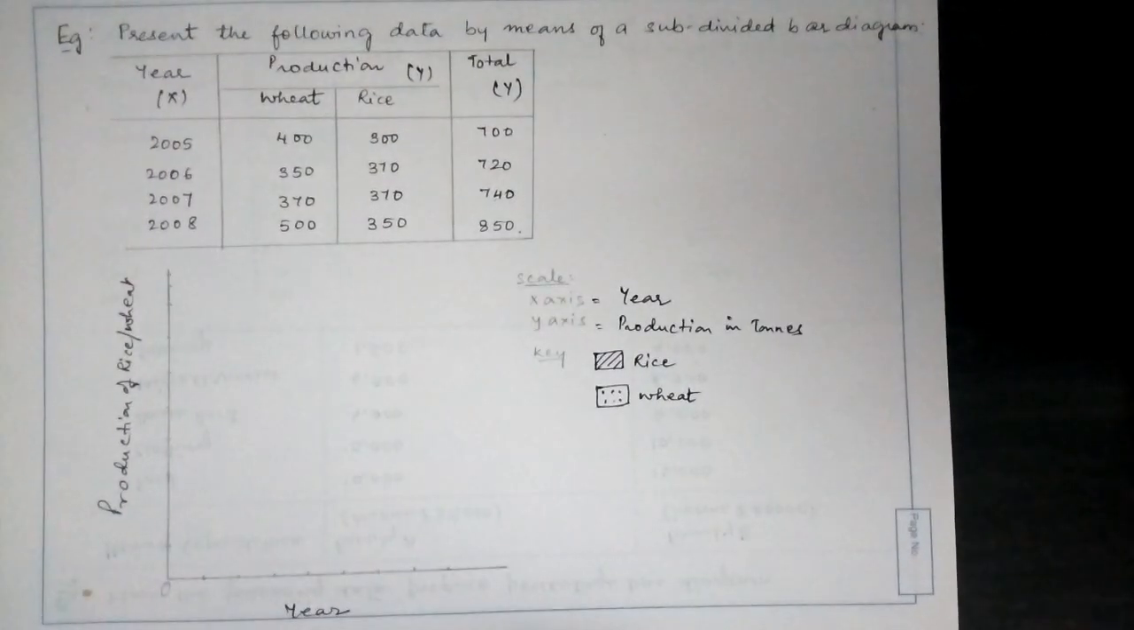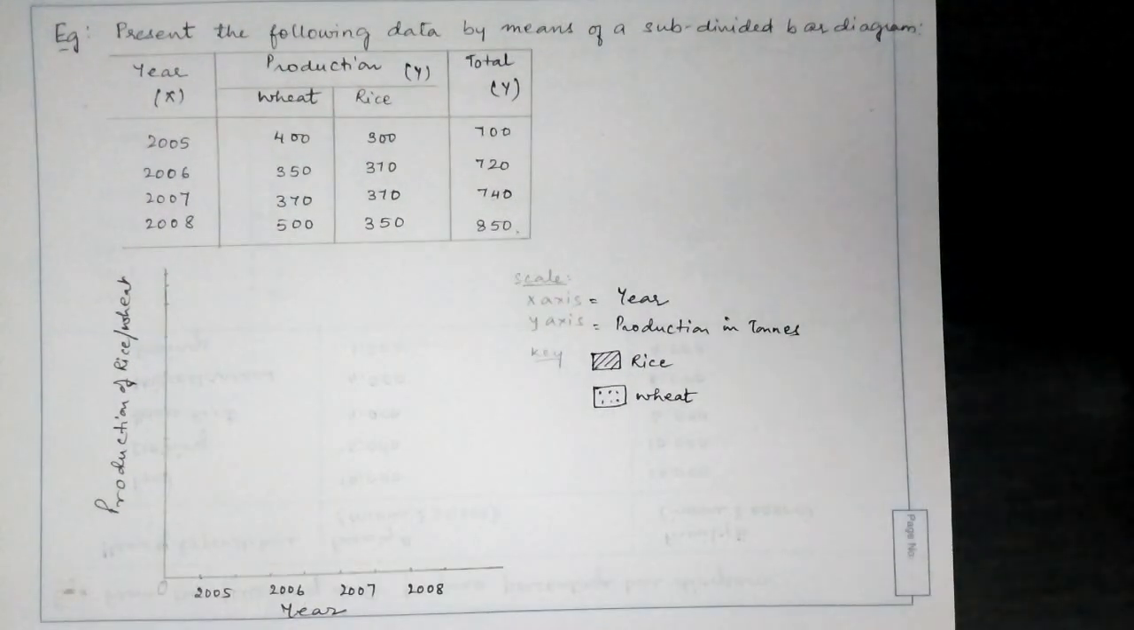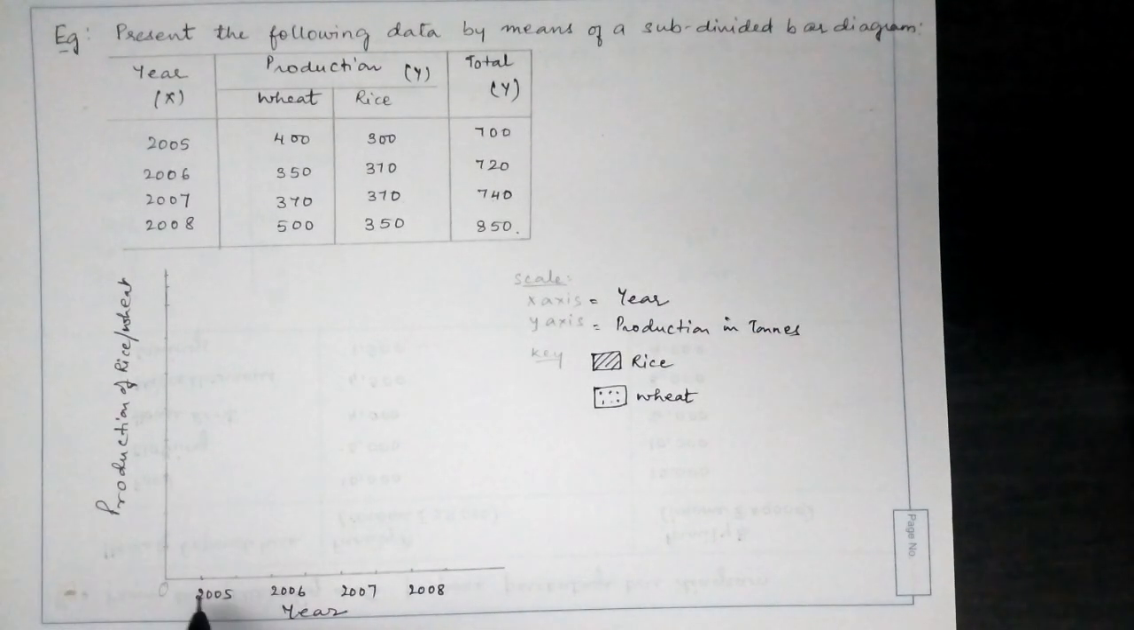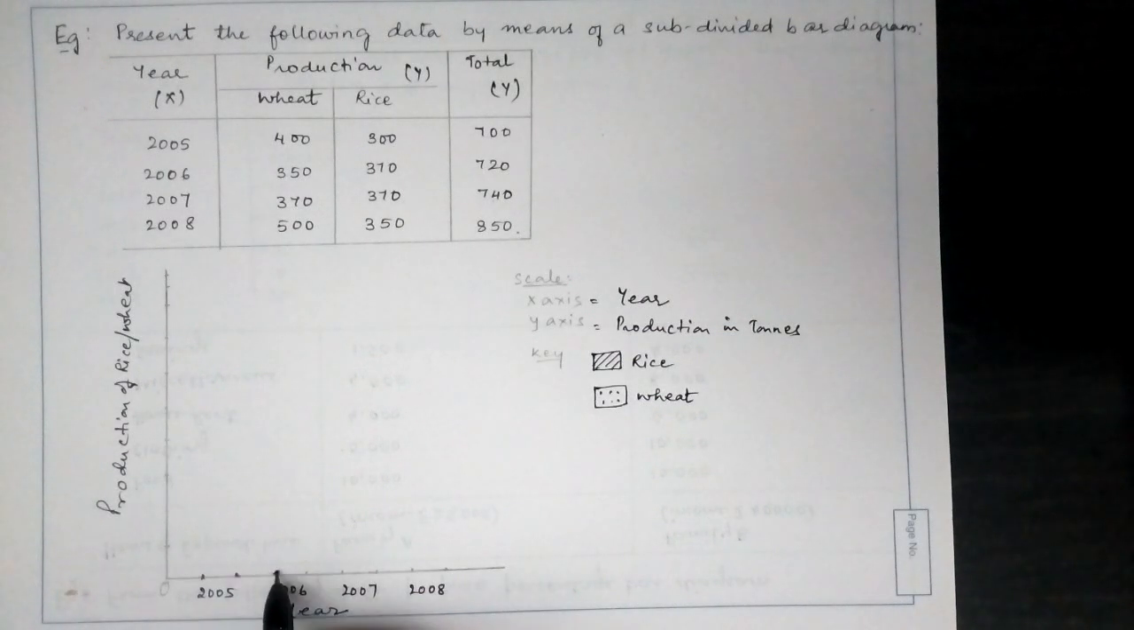Okay, so on the x-axis we will write down the years. So on the x-axis we write years, that is for 1 centimeter 2005, then leave 1 centimeter and say 2006, then 1 centimeter and say 2007, and leave 1 centimeter and then say this is 2008.